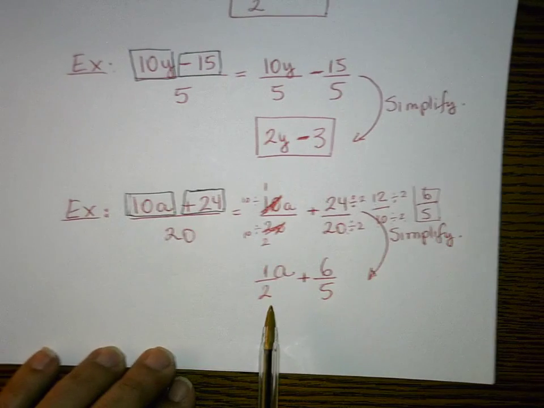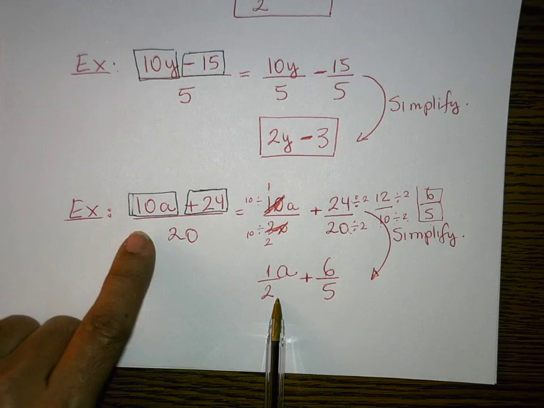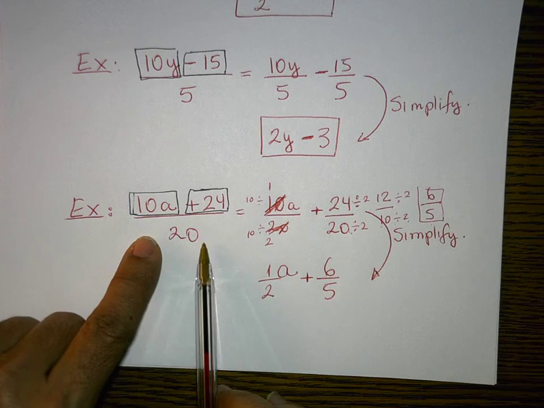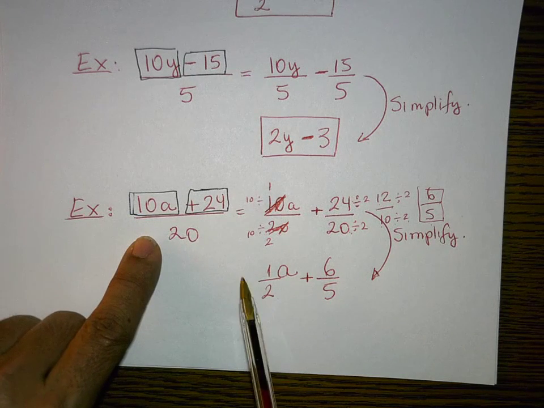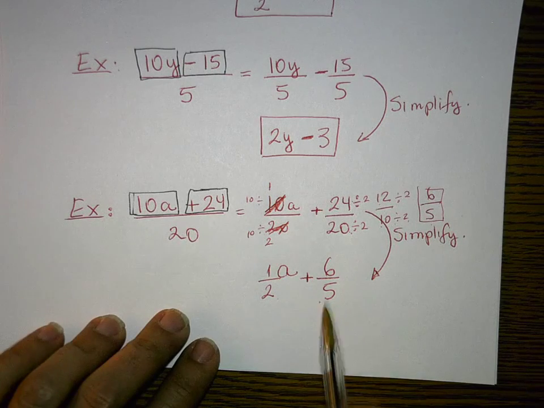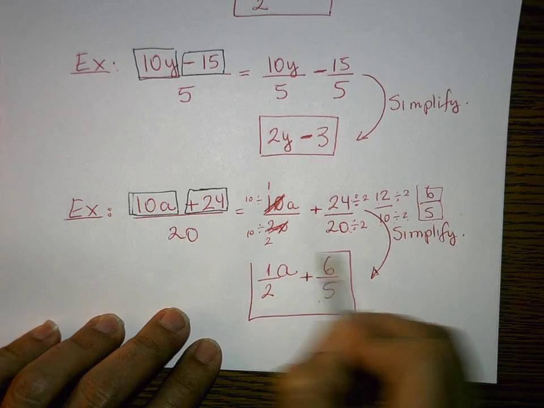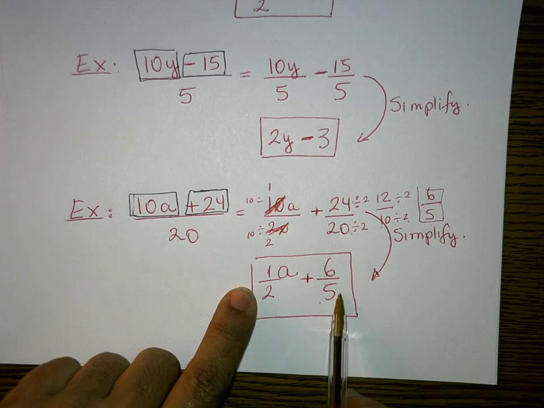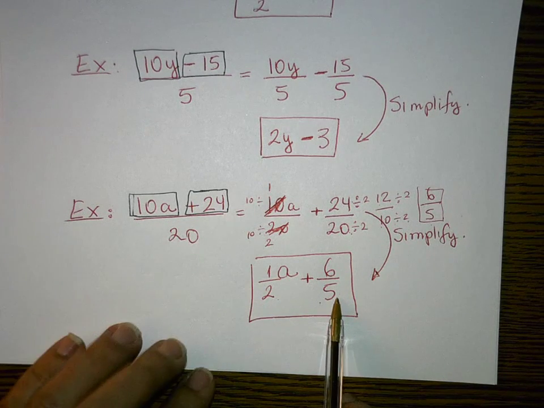So we simplified this fraction that was all together, and we were able to undo the distributive property and come up with something that was just an addition. Okay, so there we go. We simplified it. They both look like two different numbers. We have 1/2 and 6/5. That's okay, and that is the simplification.